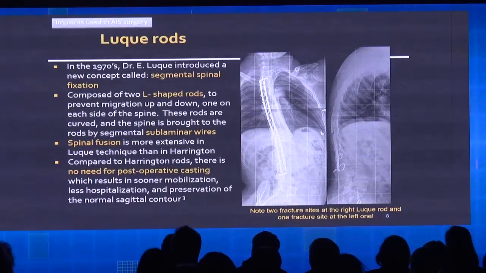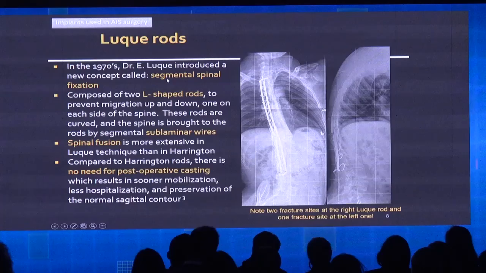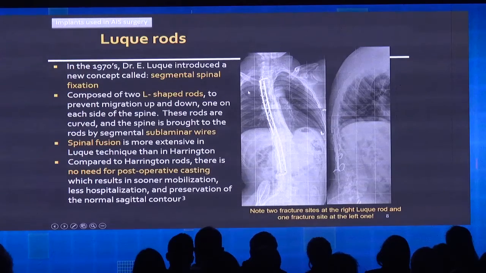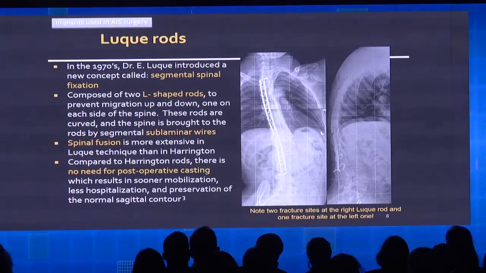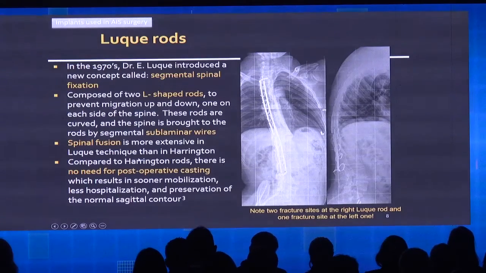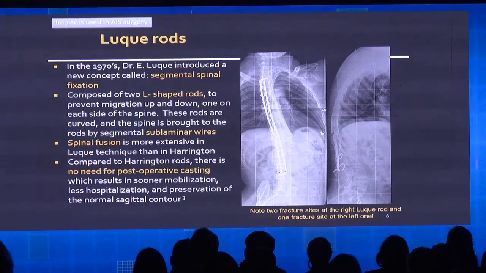Then Luque decided that there might be something a little bit smarter, and he created a device which in fact provides segmental spinal fixation. These are two L-shaped rods, so they would not move up or down, and they are connected to the spine with sublaminar wires. The spinal fusion is slightly more extensive in Luque than in Harrington, but there is no need for postoperative casting, which basically was the main reason for Luque to invent that, because in Mexico he did not want his patients to stay in a body cast for 9 months. It was extremely unpleasant for the patient.